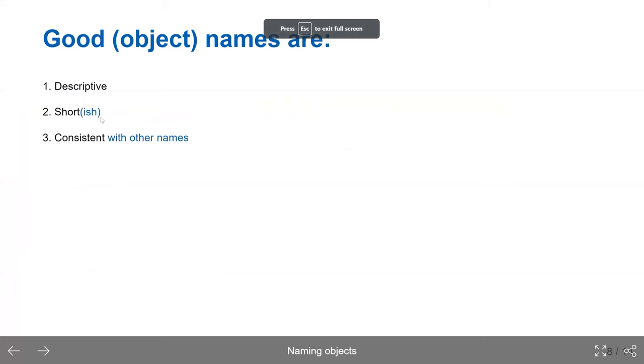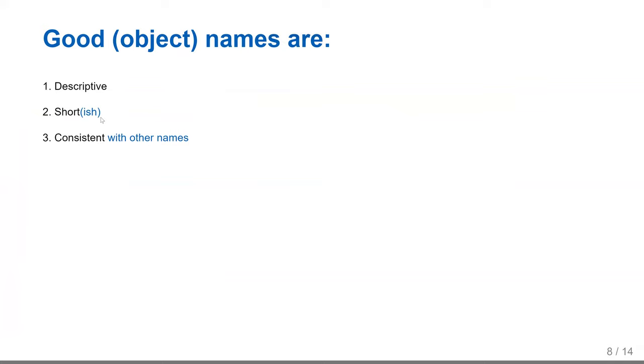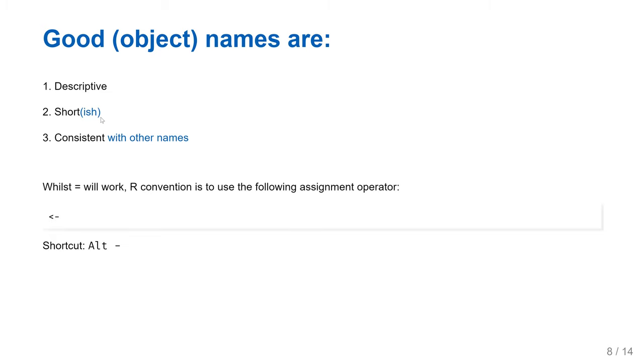Which goes into the second point, try to keep it shortish as much as you can, but descriptive as well. And it should be consistent with other names. So you should have named one data set beds data and the other capacity data. Try to keep them consistent so that when somebody sees your code, they'll be like, oh, okay, beds data, capacity data, flu data or something. So they kind of have the same convention, the shared consistency.